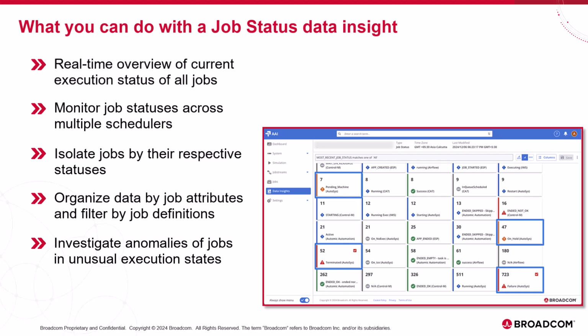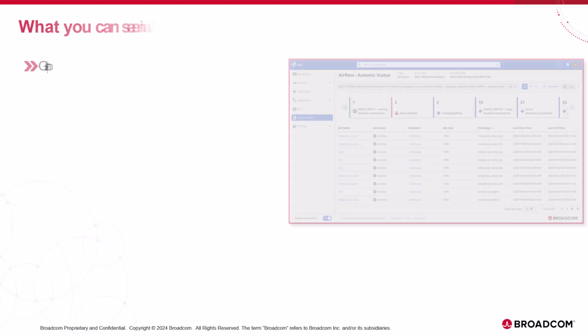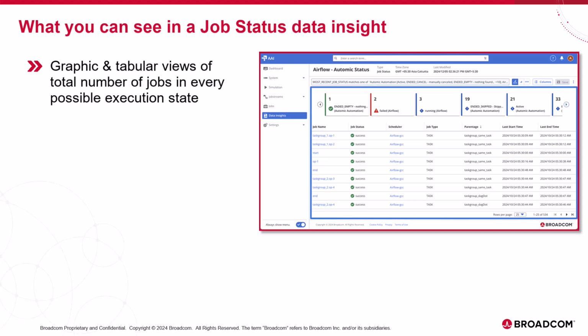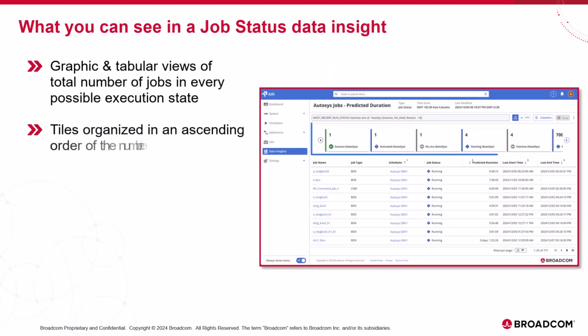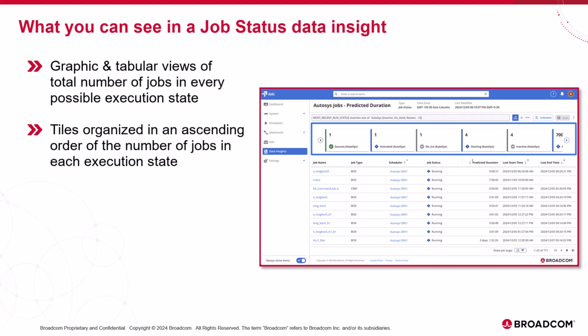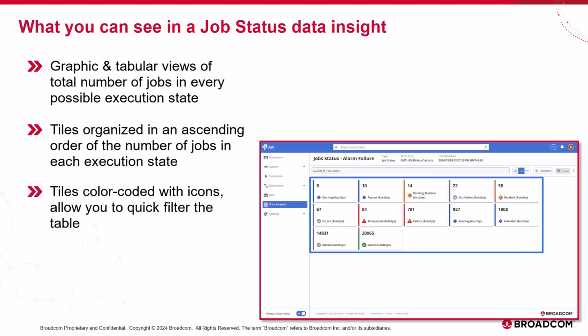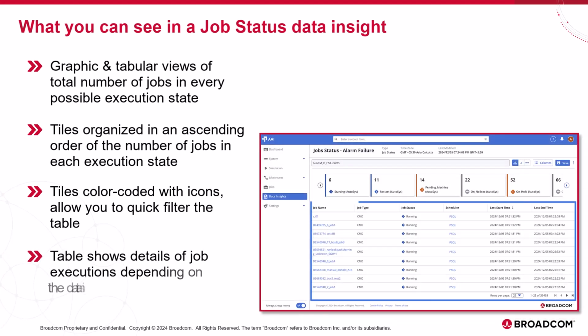Let's also explore the different components of a job status data insight. The job status data insight in AAI shows you both a graphic and a tabular view of the total number of jobs in every possible execution state. The graphic is a series of tiles organized in an ascending order of the number of jobs in each execution state. The tiles, each with a color-coded icon representing a specific state, allow you to quickly filter the table by their statuses. And the table shows you the details of your job executions depending on how you define the data insight.